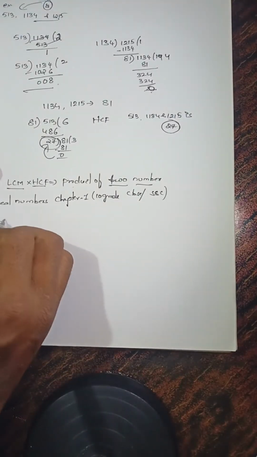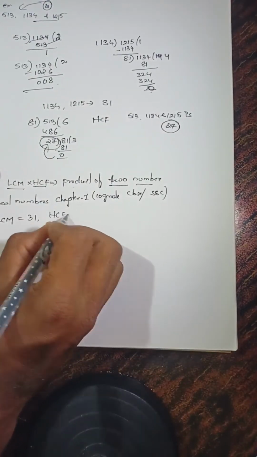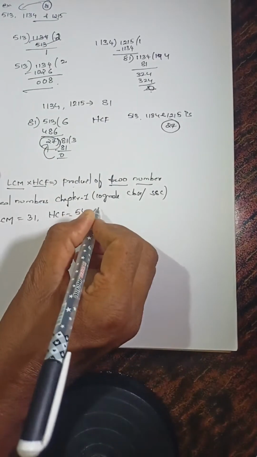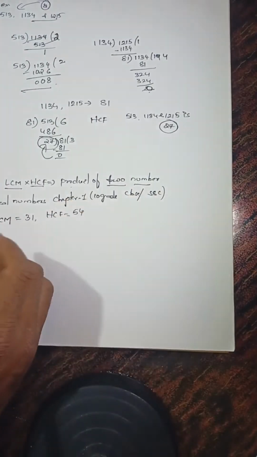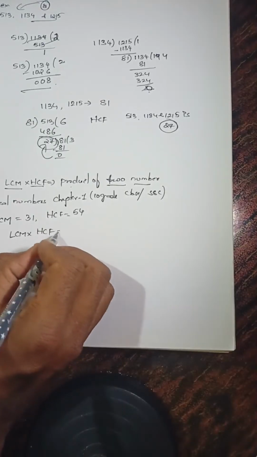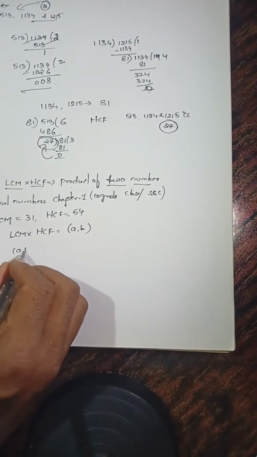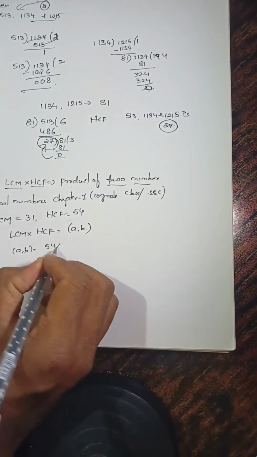For example, if LCM is given as 31 and HCF is given as 54, we have to find out the product of two numbers. Very simple. This formula we are going to use: LCM into HCF is equal to product of two numbers. I am writing it like this, A comma B. So A into B is equal to 54 into 31.